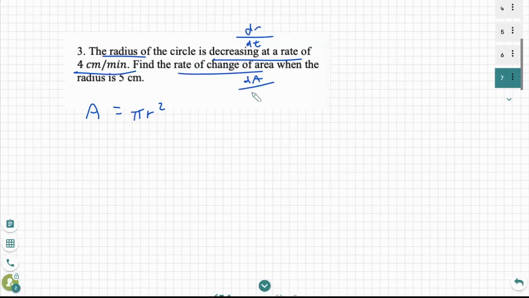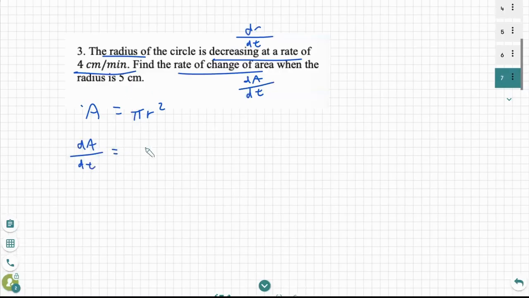Yeah. So we need to find how the rate of change of area is affected by the rate of change of the radius with respect to time, which means we have to work with the variables A and r. So we already have our formula with A and r. How do we get this so that dr/dt and dA/dt appear? What do we have to do to the formula? Take the derivative of that.